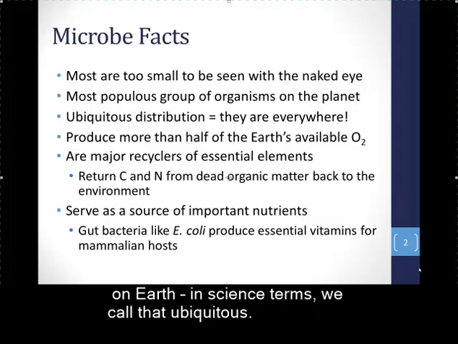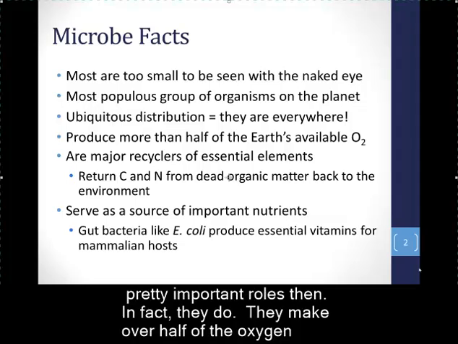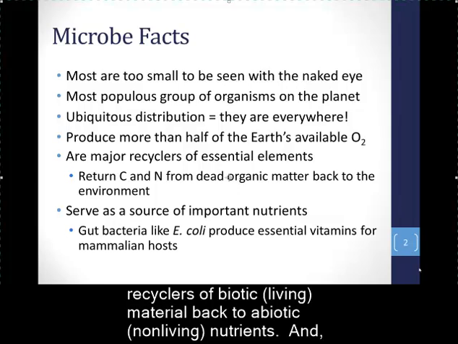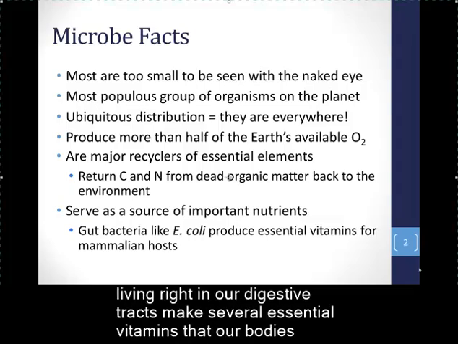They live in pretty much every habitat that exists on the Earth, and in science terms, we call that ubiquitous. Since they're the largest population and inhabit every niche on the planet, then they must have some pretty important roles. In fact, they do. They produce over half of the oxygen available on the Earth. They are the original green species. That is, they represent major recyclers of biotic or living materials back to abiotic or non-living materials and nutrients. And they produce some pretty important nutrients that we need.